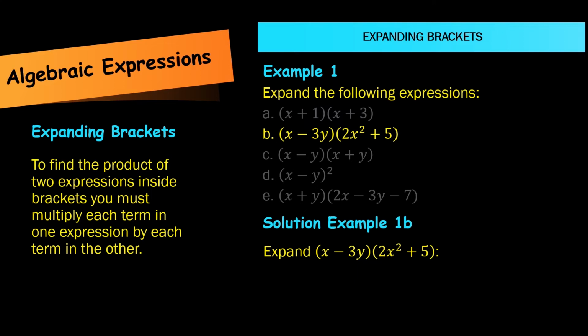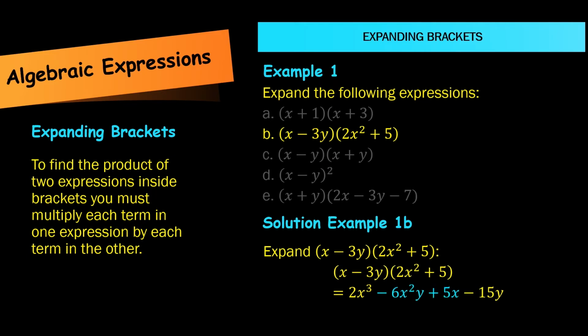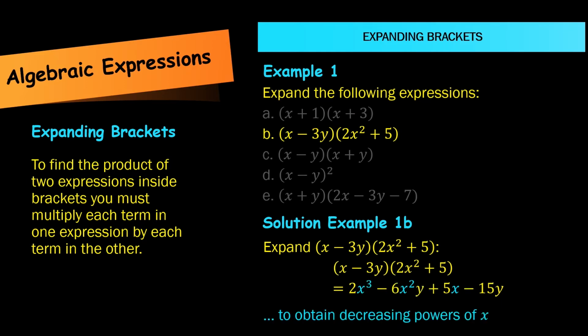Now for example 1b. Expand the expression highlighted. X times 2x squared, x times 5, minus 3y times plus 2x squared, and finally minus 3y times 5. We interchange the terms to obtain decreasing powers of x as shown.